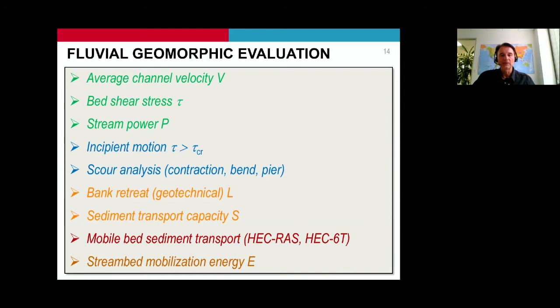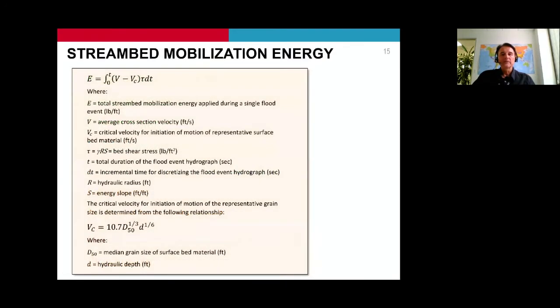Now, a special category is this streambed mobilization energy approach listed at the bottom of this list, which is still simple and robust, somewhere between green and blue effort on this complexity list. So what is the streambed mobilization energy? The potential for streambed erosion and mobilization of surface bed material driven by fluvial processes needs to consider both the magnitude of hydraulic stresses applied on the streambed during a flood event, as well as the duration of the flood event.